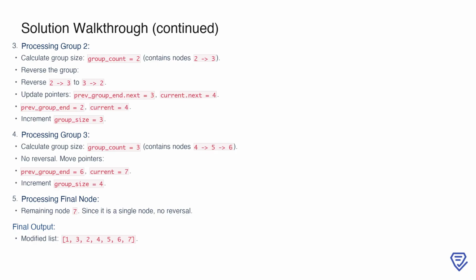Finally, we address the remaining node, which is node 7. As it is a single node, no reversal is needed. The pointers remain as they are, and we reach the end of the list. The final output for this example is 1, 3, 2, 4, 5, 6, 7. This concludes the solution walkthrough for all three examples, demonstrating how the algorithm handles groups of varying sizes and performs conditional reversals based on group length.